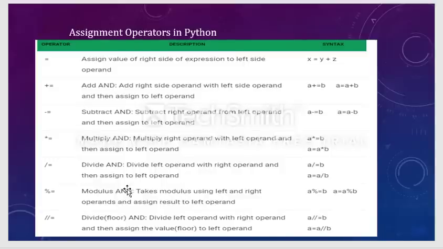The next type of operators is assignment operators in Python. Assignment is nothing but giving some value to the variable. How can we write this? Suppose I want to assign the value 10 to variable A. What I should write is A is equal to 10. That equal to operator is called an assignment operator. I am assigning value 10 to the variable A.